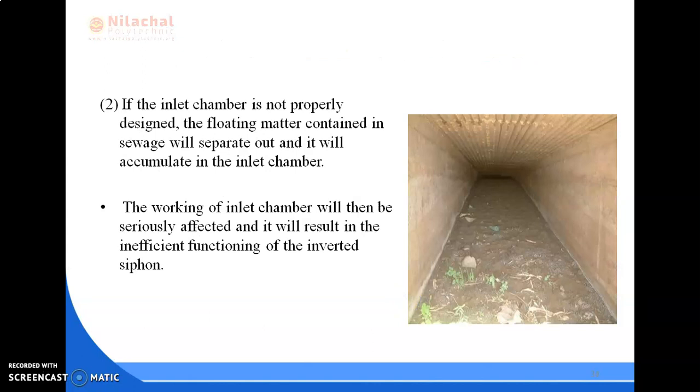Number 2, if the inlet chamber is not properly designed, the floating matter contained in sewage will separate out and it will accumulate in the inlet chamber. The working of the inlet chamber will then be seriously affected and it will result in the inefficient functioning of the inverted siphon. Obviously, if the sewage is blocked or clogged in the inlet chamber, its efficiency decreases from time to time.